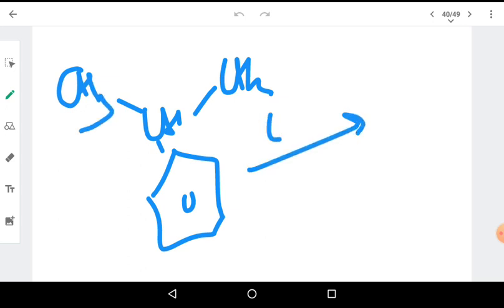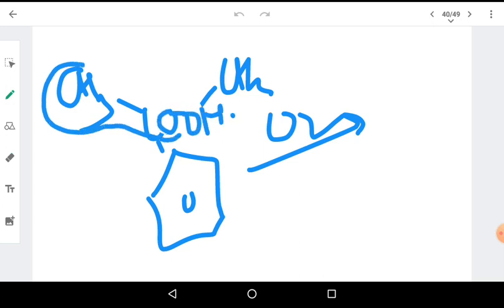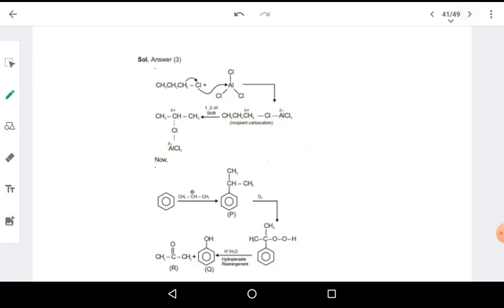And now this undergoes oxidation. So what happens? Remove this H and we have to add OOH. Now what we should do, this much part we are removing, and OH we will keep as such, so we get a ketone also, that is propanone.